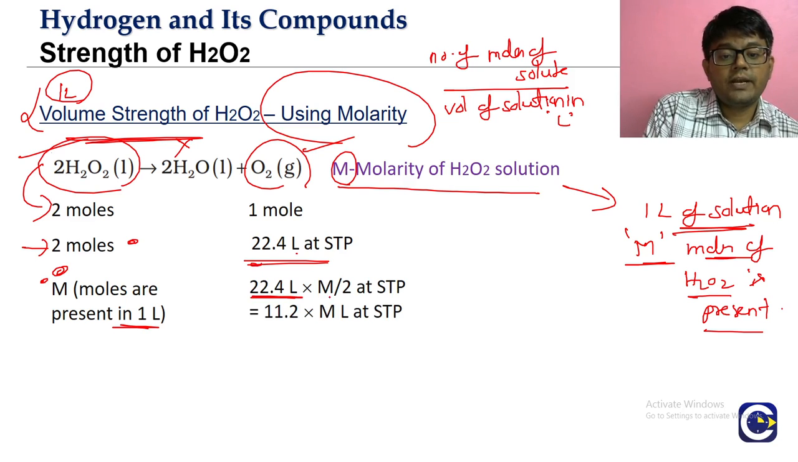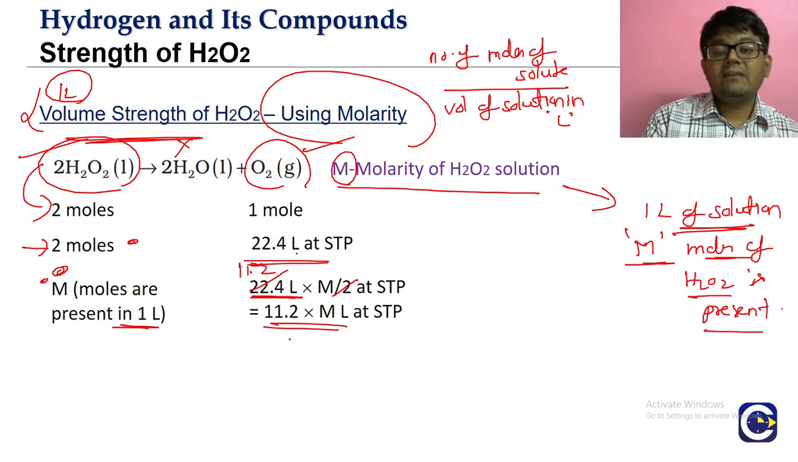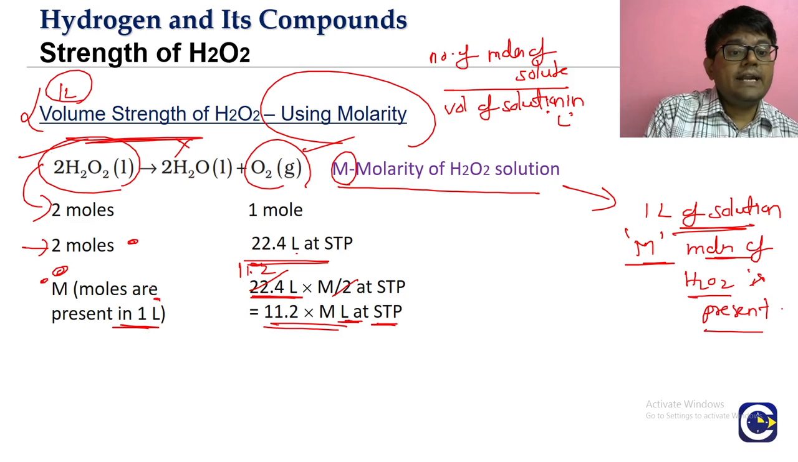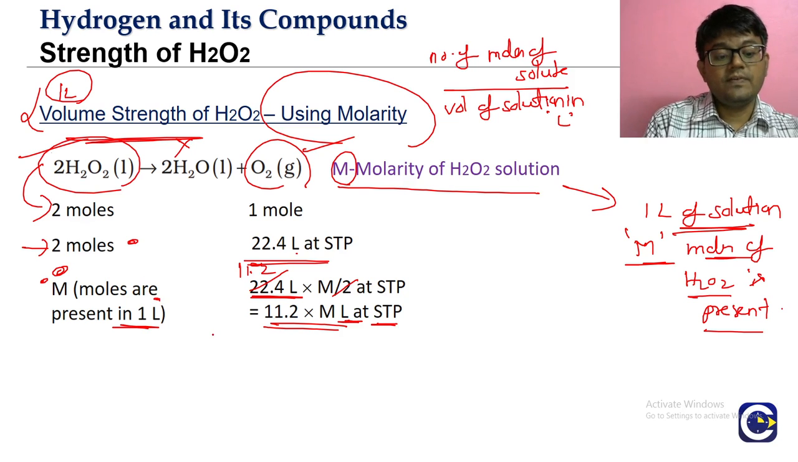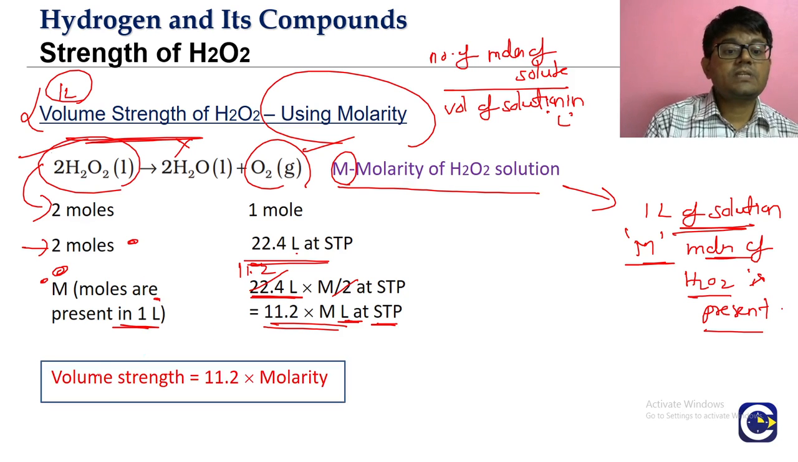It is 22.4 into M by 2. So 2 ones are 2, 11.2s are 11.2 into M. M is molarity. So this much liters of oxygen gas at STP is liberated from 1 liter of the H2O2 solution. So we will say volume strength will be equal to what? If you take 1 liter, how many liters are we getting? 11.2 into capital M. These many liters are we getting, right?